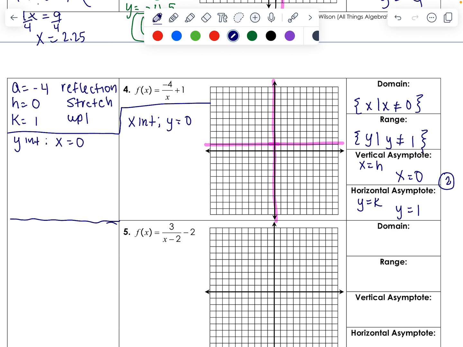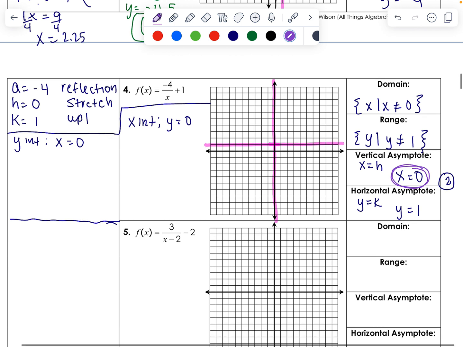Okay, now, one thing I notice is that I have a 0 in my vertical asymptote. When one of the asymptotes is 0, then one of my intercepts does not exist. So my vertical asymptote is 0. That means my y-intercept does not exist. So I'm just going to write the word none there.